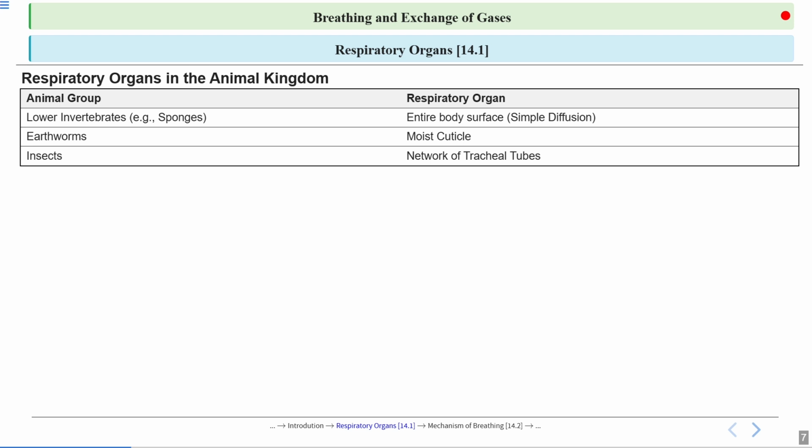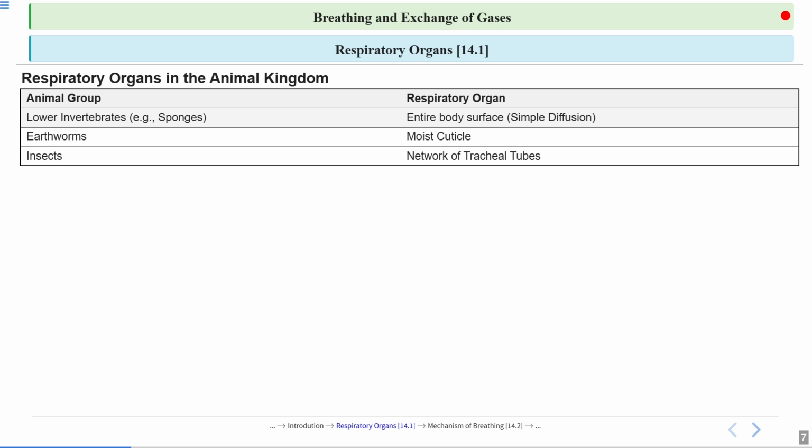So first of all, in lower invertebrates such as sponges, how does respiration occur, how does exchange of gases occur? In lower invertebrates, the exchange of gases occurs through the entire body surface through simple diffusion. Okay, so exchange of gases can occur through simple diffusion also. For diffusion, what is required? A concentration gradient is required. The entire body surface is involved in exchange of gases. In earthworms, the exchange of gases occurs through the moist cuticle.